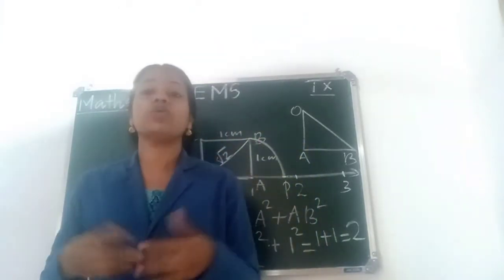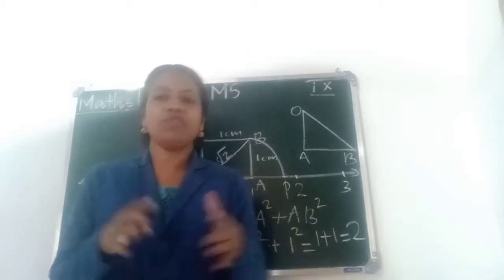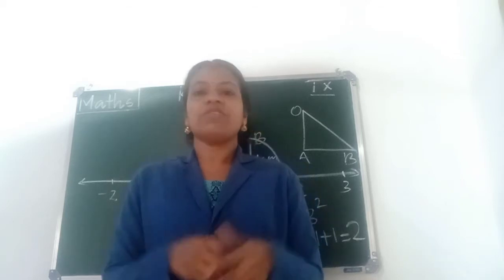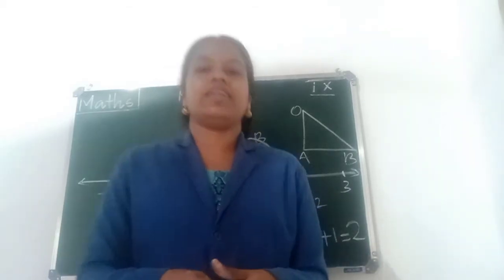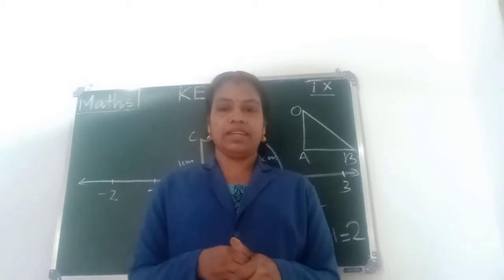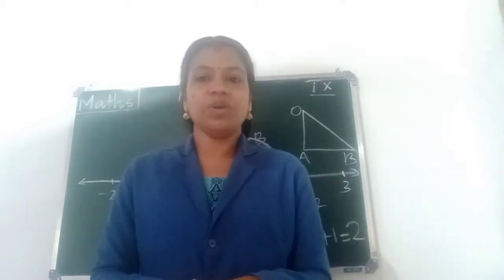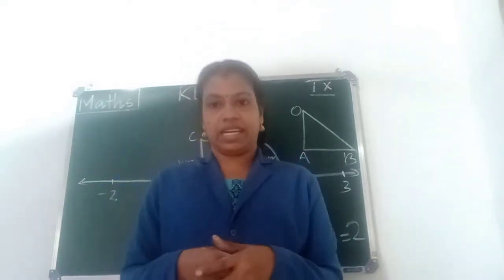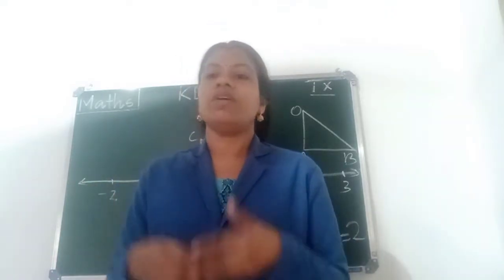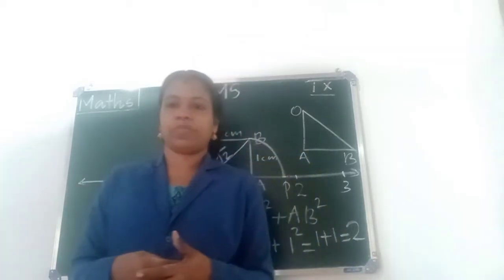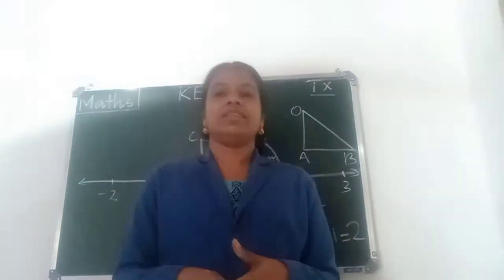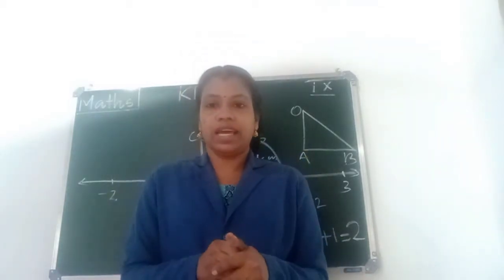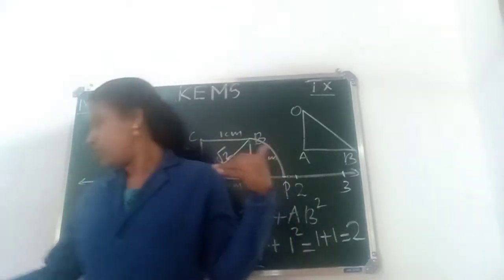Next, root 3. How will you represent root 3 on the number line? We can't directly draw root 3 on the number line. From root 2 only, we can draw root 3. So, first we need to locate root 2 on the number line. Then, from that root 2, we can draw root 3. Listen, I will show you.